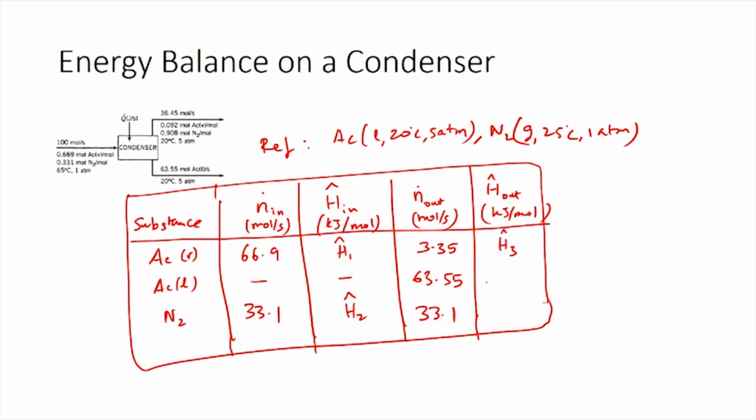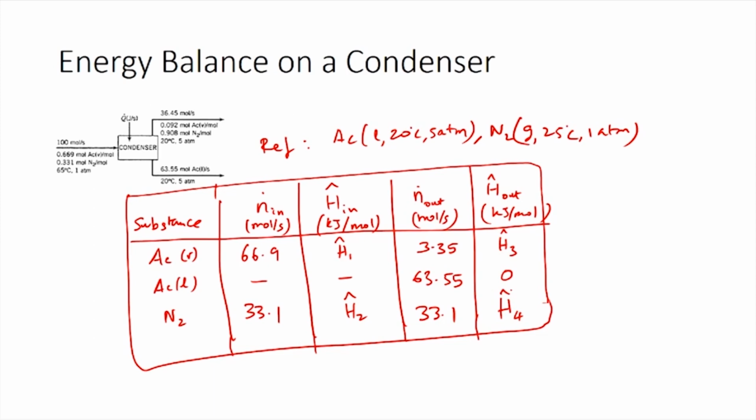So, the acetone liquid which is leaving the stream as the product is the reference state which we have used, which means this would have an enthalpy value of 0. The specific enthalpy in this table would be 0. Now, for nitrogen, it is leaving as 20 degrees Celsius and 5 atmospheres compared to the reference which is 25 degrees Celsius and 1 atmosphere. This means that there would be an enthalpy change here also. So, there are 4 different specific enthalpies which need to be calculated to complete this table.